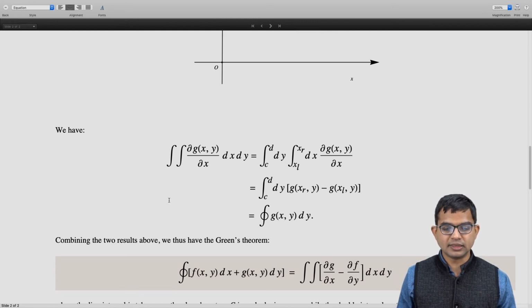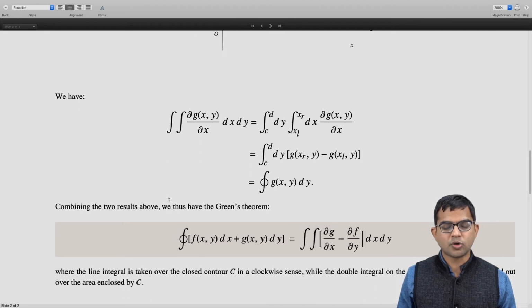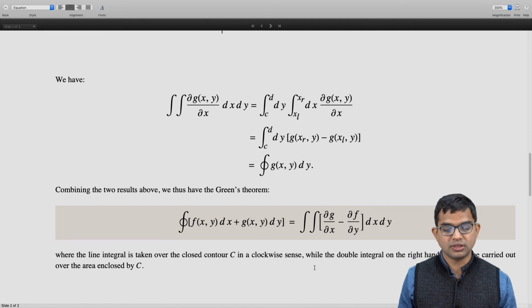So this is Green's theorem, and yeah, it's important to emphasize that the line integral is taken in the anti-clockwise sense, and the double integral here is carried out over the area enclosed by the closed contour C.